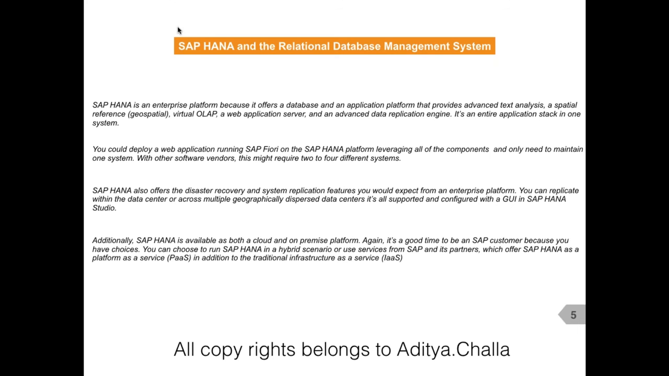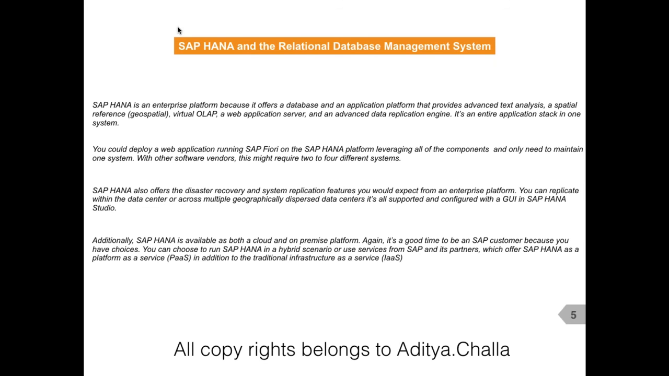Disaster recovery means if there is any power failure or any unexpected circumstance, and the server suddenly shuts down, what happens to the data? So some precaution needs to be taken. This precaution is taken in disaster recovery management. So that means HANA offers disaster recovery management. And number two, system replication.